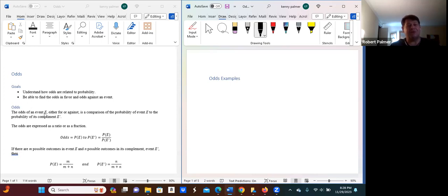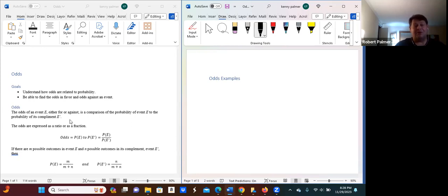So let's say the odds of some event E, either for or against, is a comparison of the probability of event E to the probability of its complement, E prime. Remember, a complement of an event: either event E or its complement has to happen. In terms of probability, if we call P(E) the probability of event E, then its complement is 1 minus that.